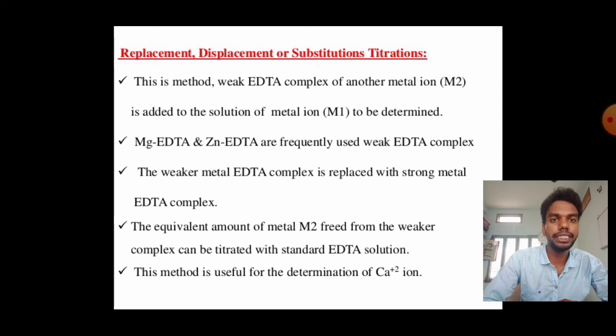So Mg EDTA and zinc EDTA are the frequently used weak EDTA complexes, right? So the weaker metal EDTA complex is replaced with the stronger metal EDTA complex. That's why you call it replacement or displacement titrations. The equivalent amount of metal M2 freed from the weaker complex can be titrated with the standard EDTA solution. This method is used for the determination of calcium 2 plus ions, right?